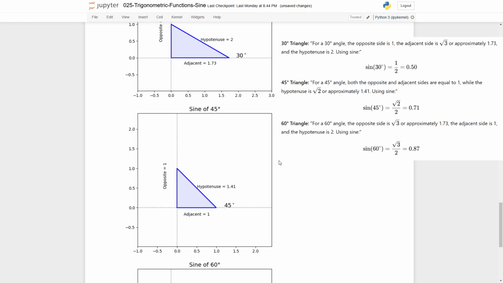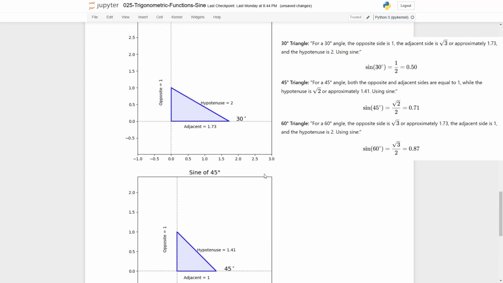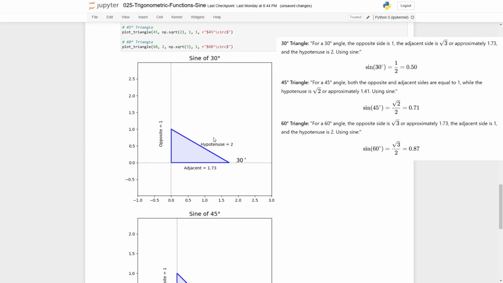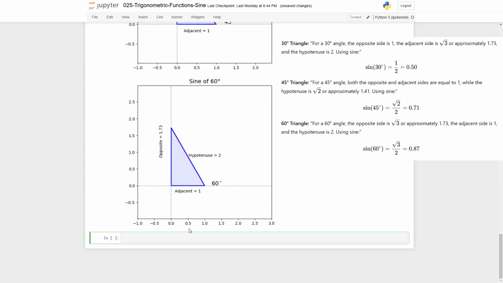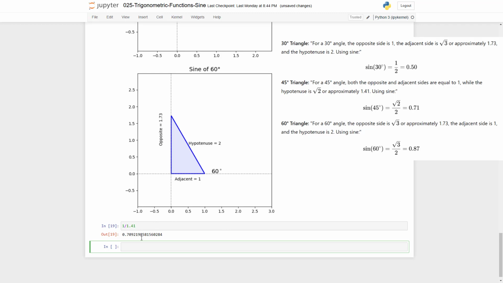With the calculation, for 30 degrees, the sine is 0.5, as I mentioned, 1 over 2. For 45 degrees, it is square root of 2 over 2, or 1 over 1.41, which should be 0.71. Let's calculate it. 1 over 1.41. Yep, it's close to 0.71 if you take a look exactly.